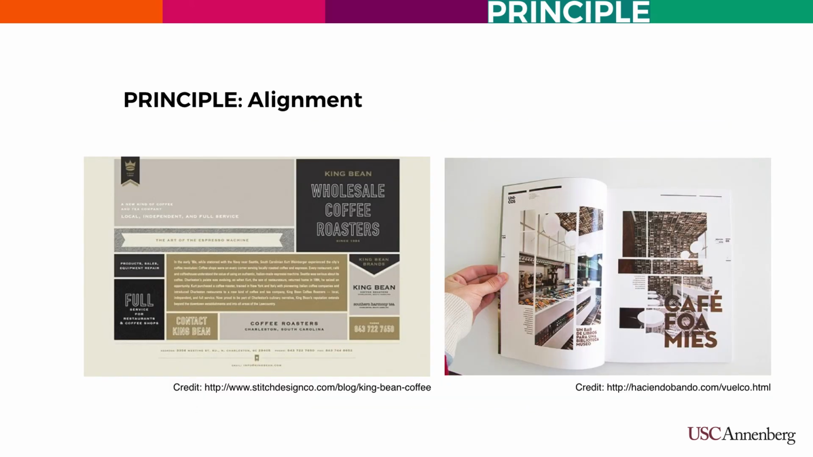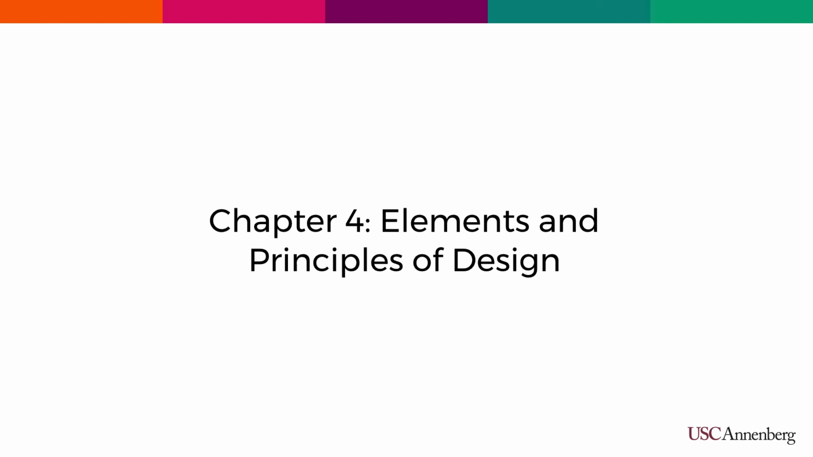Our last principle is alignment. In addition to providing order and structure, aligning elements connects them with each other. Without alignment, your design could look cluttered and messy. However, asymmetrical design, such as the one on the right, can be bold and create an interesting composition if done well. You should now be able to identify the elements and principles of design and talk about color and typography.